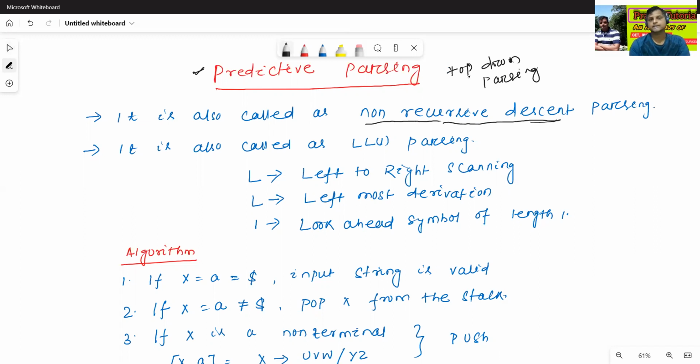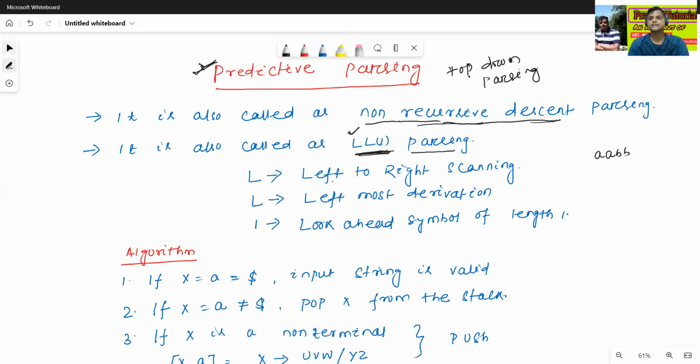It is also called LL1 parsing. So another name of predictive parsing is non-recursive descent parsing, or we can say LL1 parsing. So what is the meaning of LL1 parsing? The first L means left to right scanning.